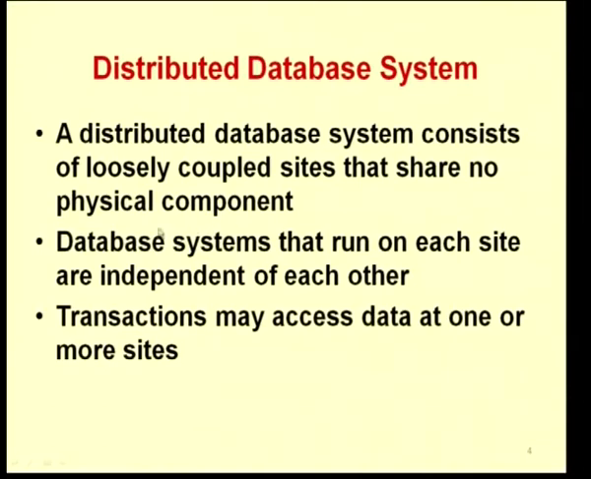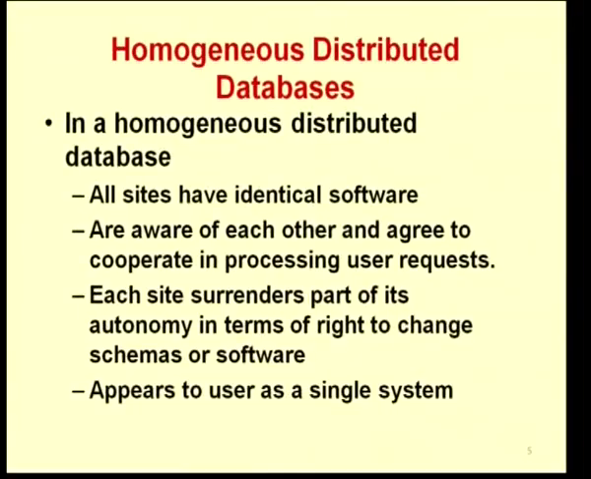So, let us first look at distributed databases. What is a distributed database? It consists of loosely coupled sites that share no physical components. So, you have loosely coupled sites which store the data, and databases run on each site independent of the other, but a transaction may access data at one or more sites. Now, what is the problem here? The problem here is that it may lead to some problems. Remember our ACID condition that we are talking about in databases.